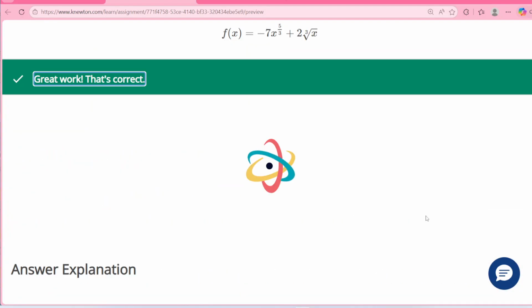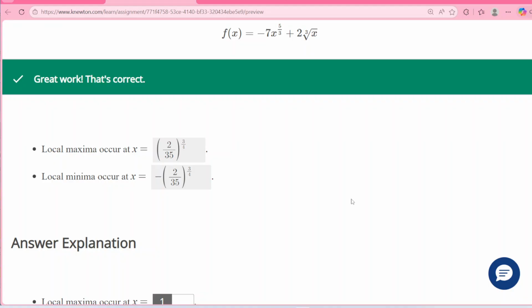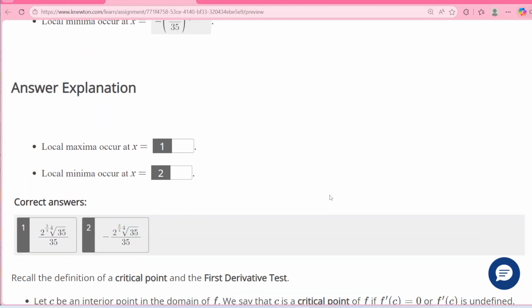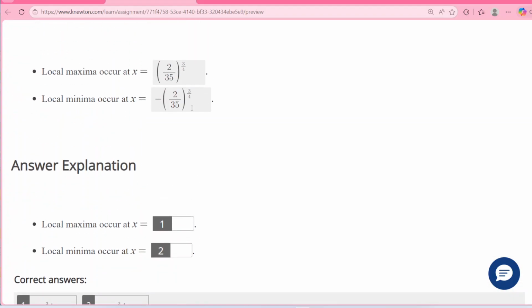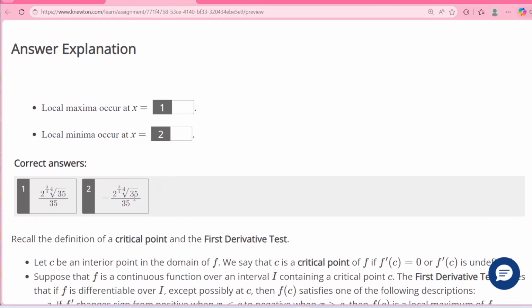All right, and then when you submit an answer, it's going to tell you if you're correct or incorrect, and then give you some sort of answer explanation. Now, they wrote it with the fourth roots and all that. Yuck. Still, whatever you enter, as long as it's equivalent to what they have, they should give it to you.